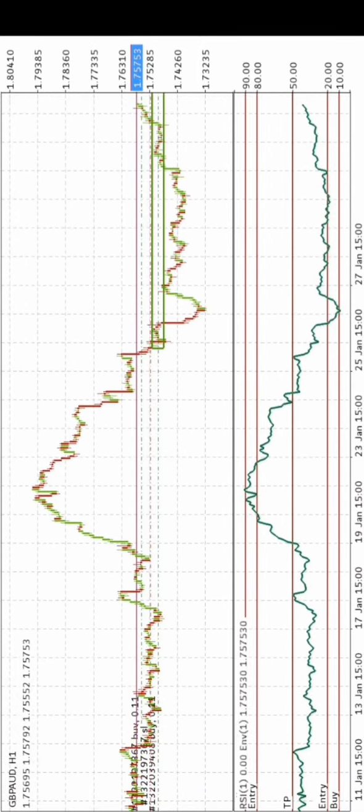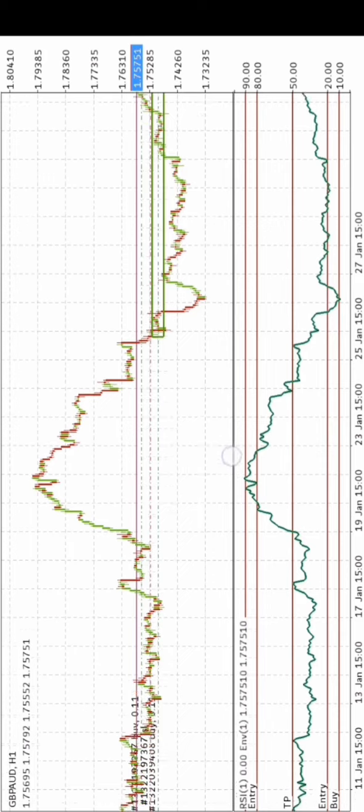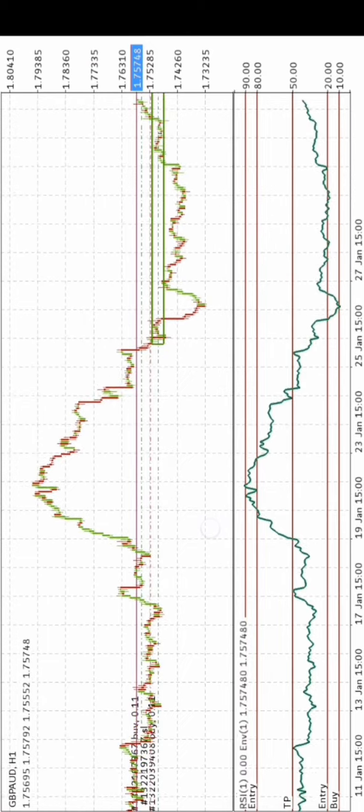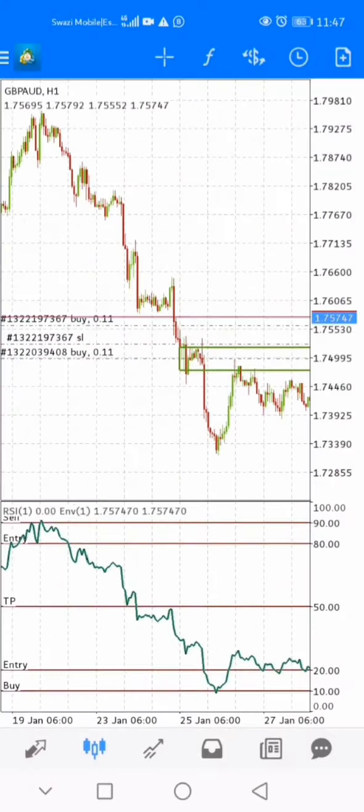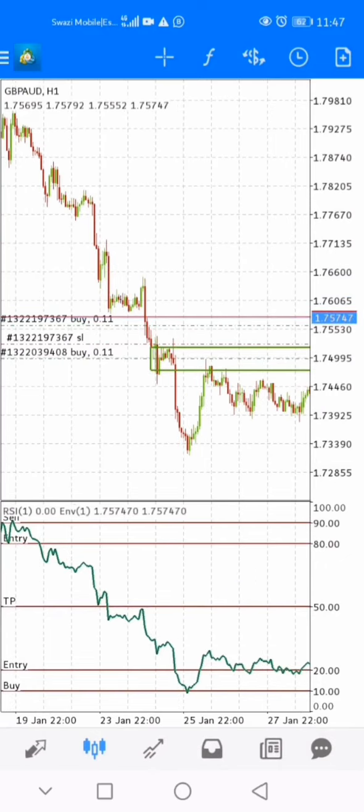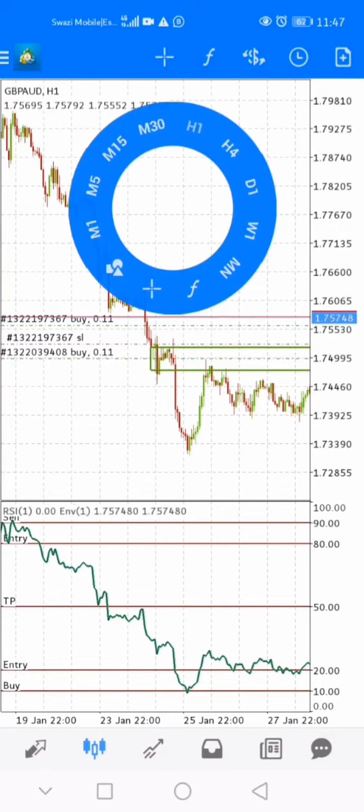You want to be sure this is not a repainting signal, because you don't want to lose money. Remember, there is money involved here. You don't want to lose. After confirming that, you turn your phone again. Now, the second thing that you do, you go to the 4-hour time frame. I am on the 1-hour time frame here.